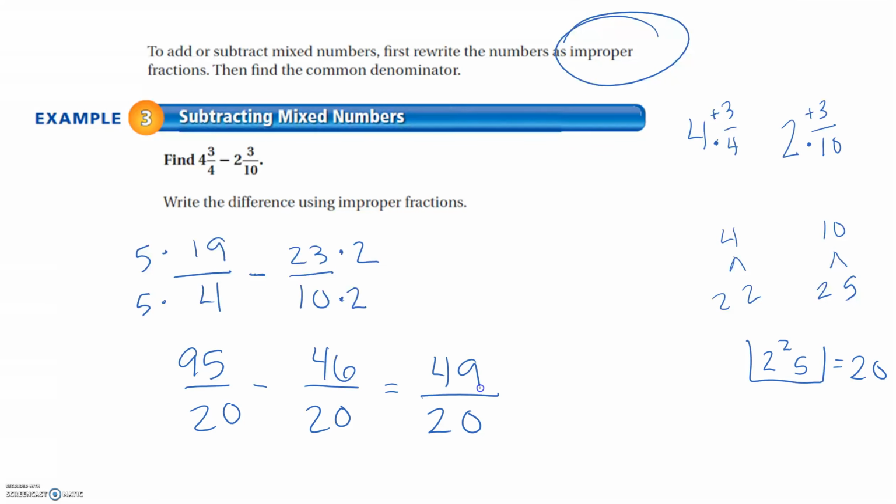I get 49. And I can go ahead and rewrite this as well. My 20 can go into 49 how many times? It can go in there 2 times. And after that, I have 9 left over 20. So that is going to be my answer. Now you guys are going to practice some on your own.